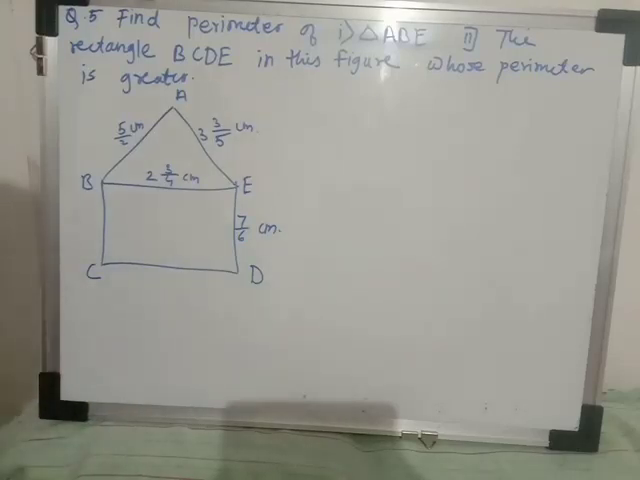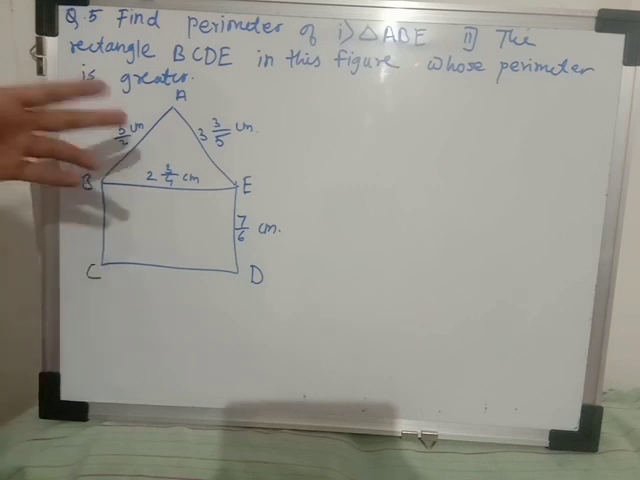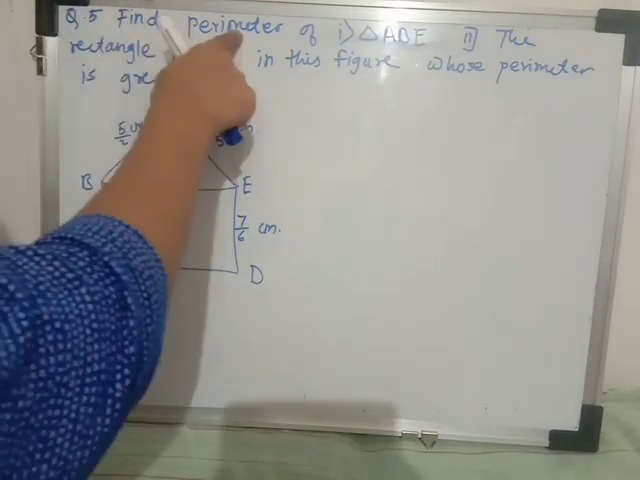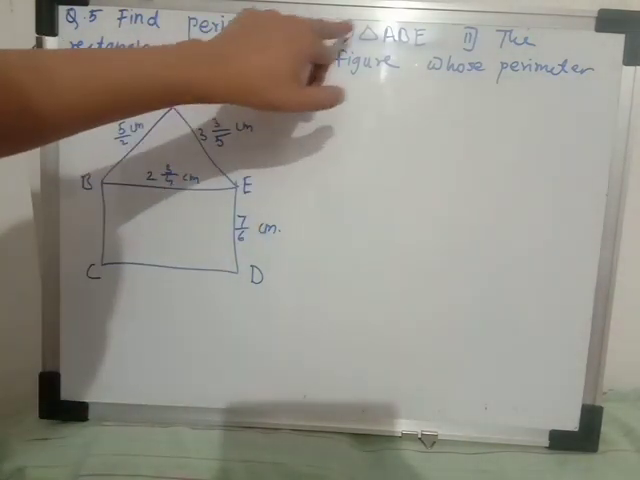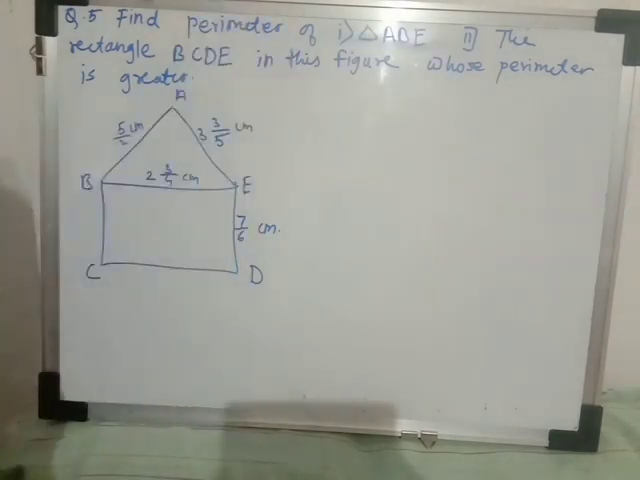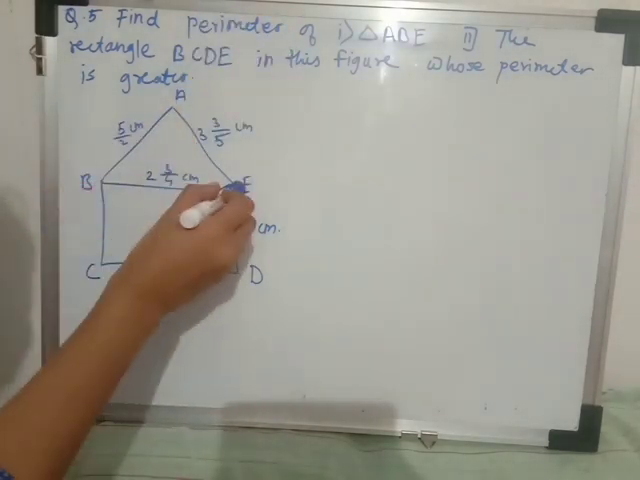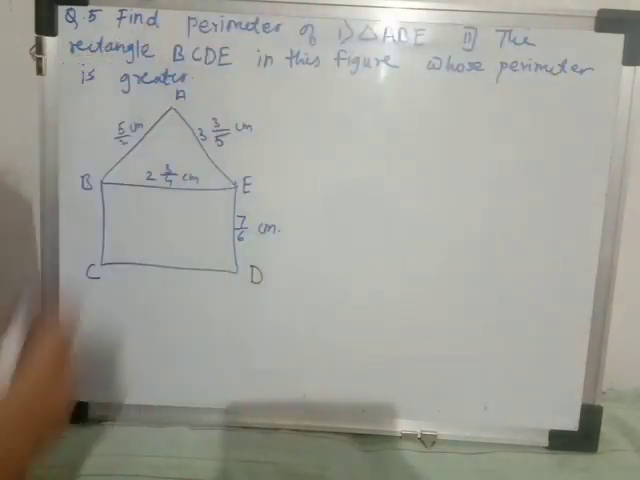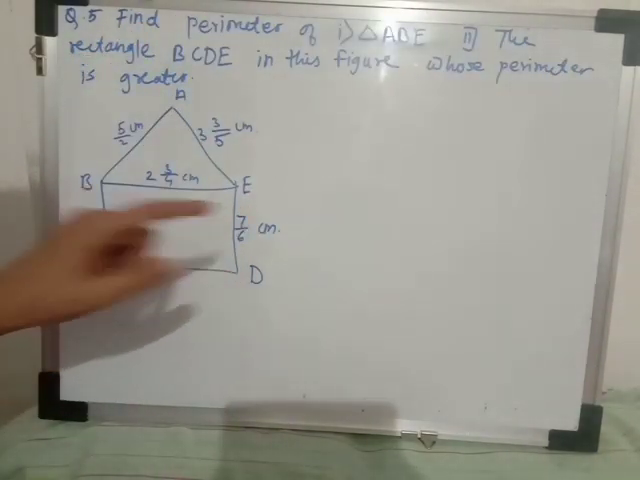Now the fifth example. This example is similar to the previous one, but here we also have to find the perimeter of a triangle. This is the figure, and they are saying to find the perimeter of question 1, the triangle ABE. Means we have to find the perimeter of triangle ABE. Then the perimeter of rectangle BCDE in this figure.